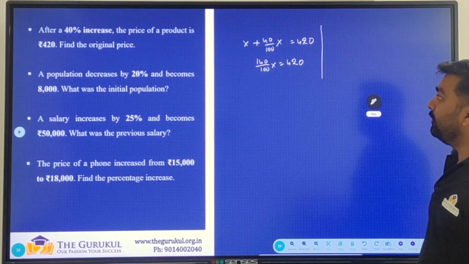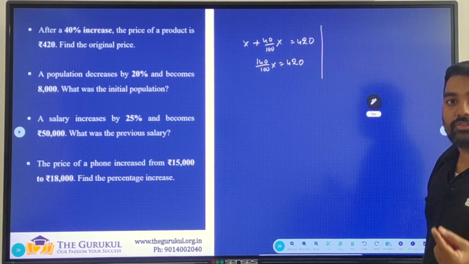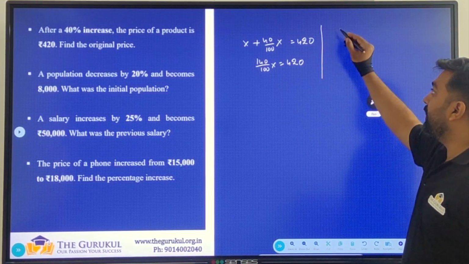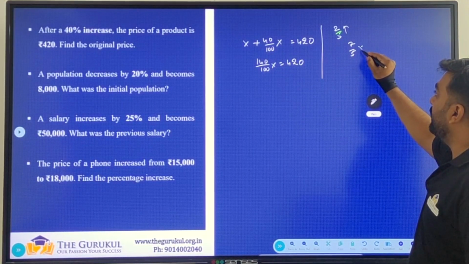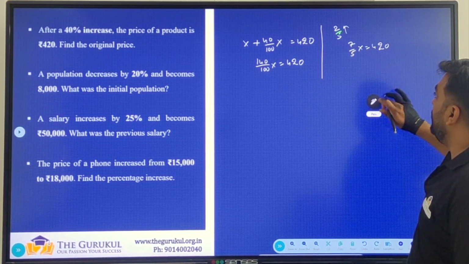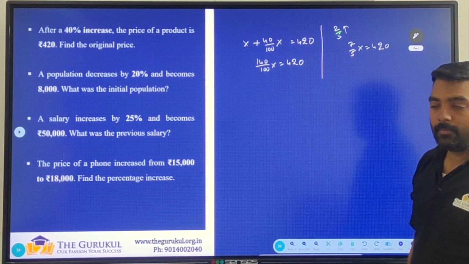Or if you remember the fractions, 40% is 2 by 5. 2 by 5 increase is happening. So 7 by 5 of X is equal to 420.